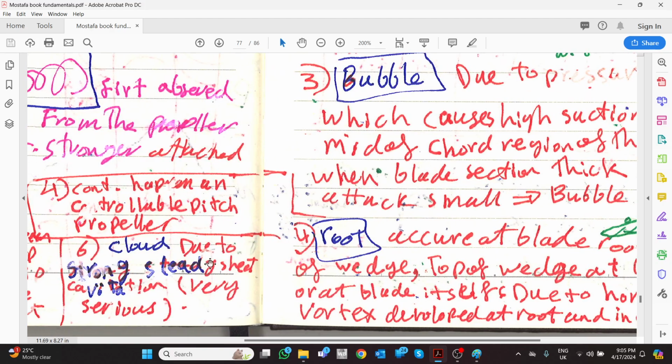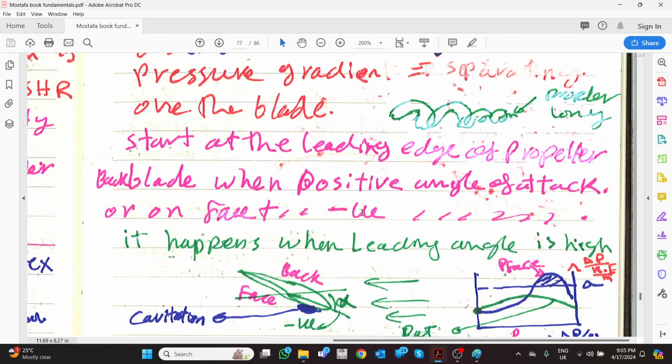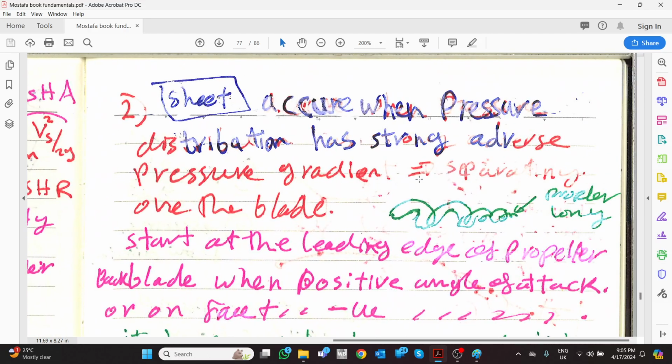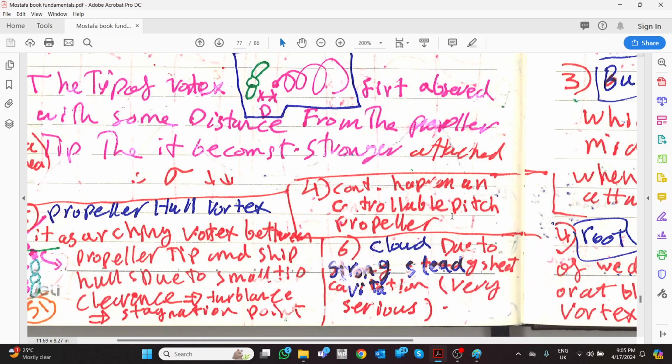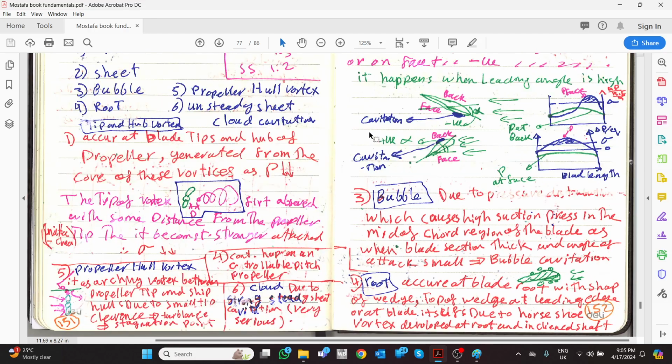Now cloud cavitation. Cloud cavitation is a sheet flow. It is due to the separation, but it is a very strong, steady sheet flow, and if it happens, the entire plate has full cavitation, and this is very serious and needs action to be taken. So this one is a type of this.